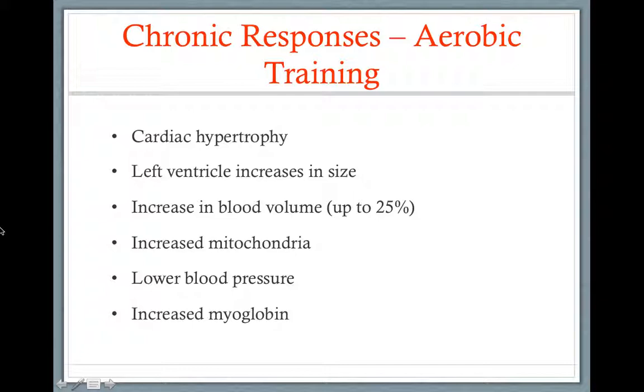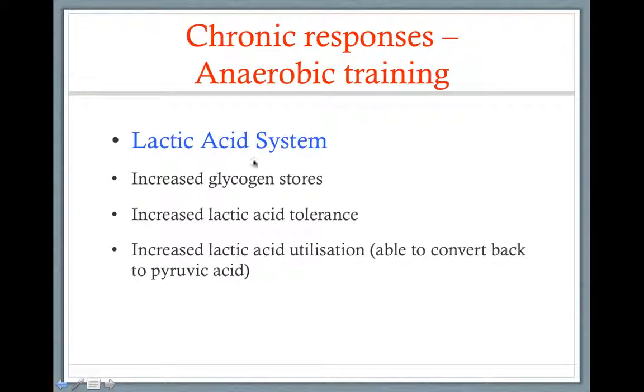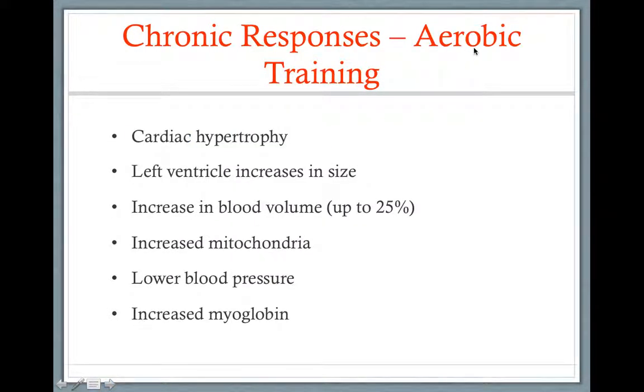So, chronic responses to aerobic training. We're now looking at that third energy system, the aerobic system. As a result of 6 to 8 weeks of aerobic training, look at the subtle difference: anaerobic would mainly be weights, while aerobic training is probably going to be more your running.